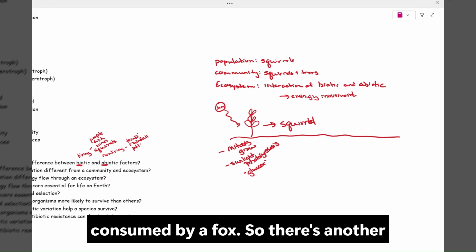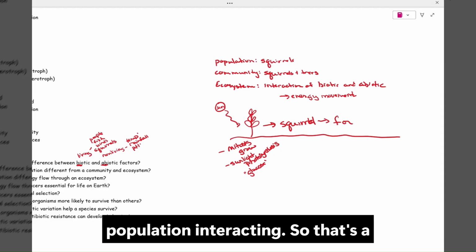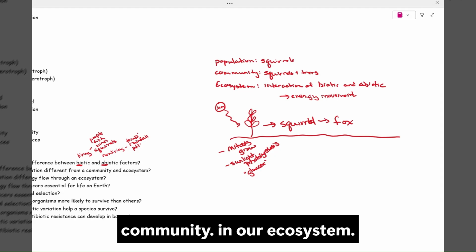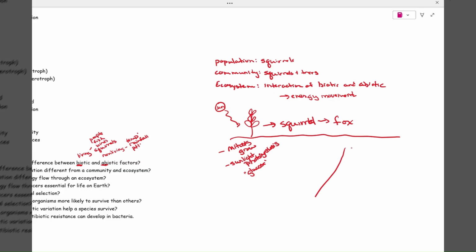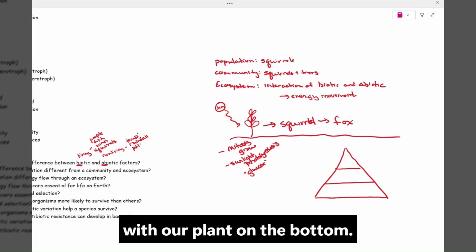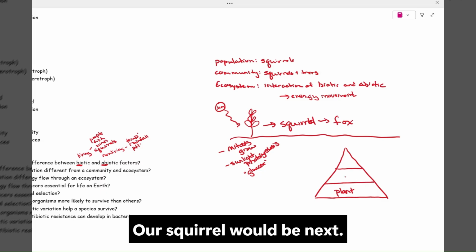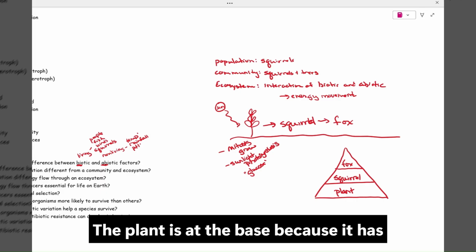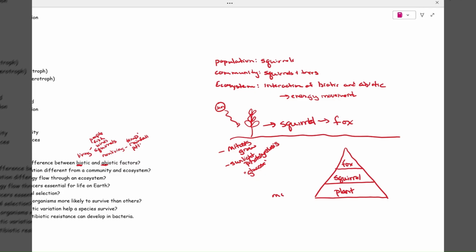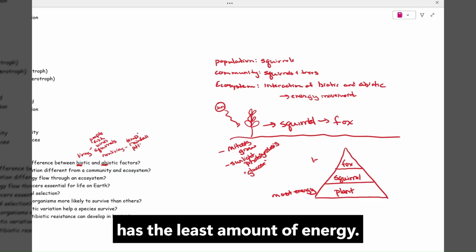And then that squirrel gets consumed by a fox. So there's another population interacting. So that's a community in our ecosystem. So it completely moves down, and we typically draw it as a pyramid with our plant on the bottom, our squirrel would be next, and then our fox would be up here. The plant is at the base because it has the most energy. Right. And the fox is the top because it has the least amount of energy.